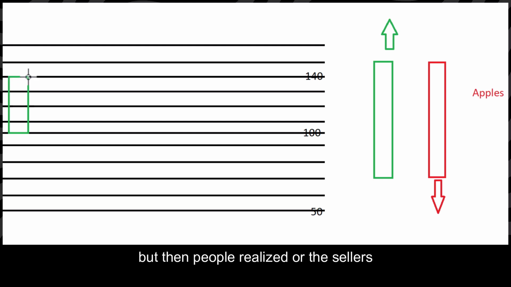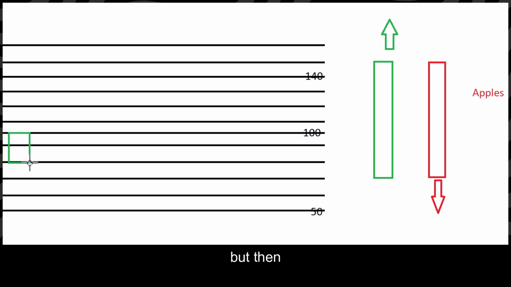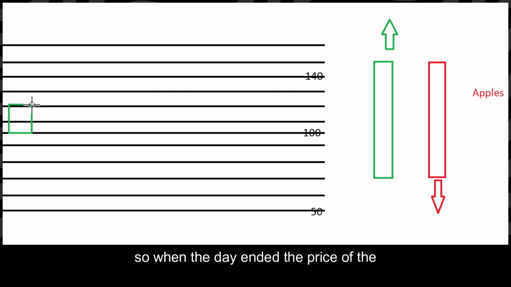But then the sellers realized that it is too much, so the price decreased to 130. Then no one was buying, so the market went down to 90, then 80. But then people started buying again, so the price rose. When the day ended, the last price of one apple was $130.